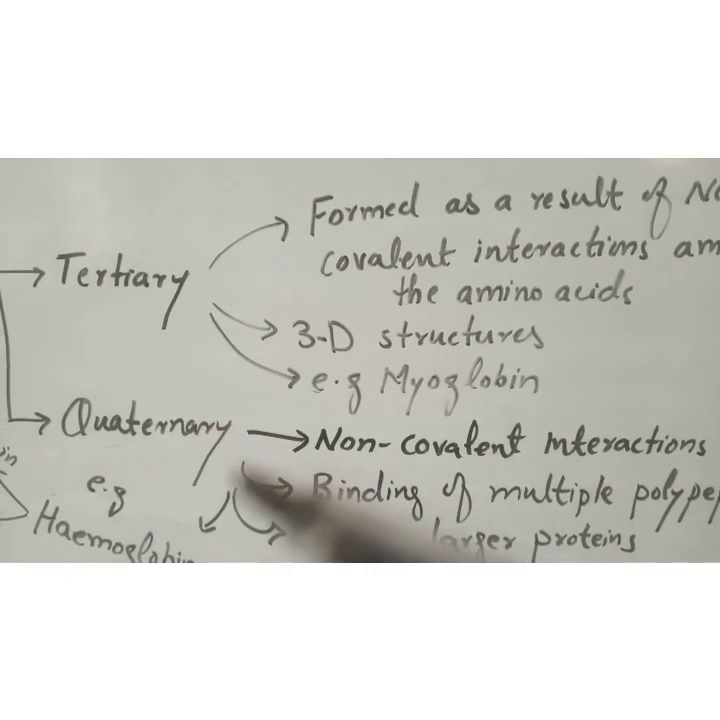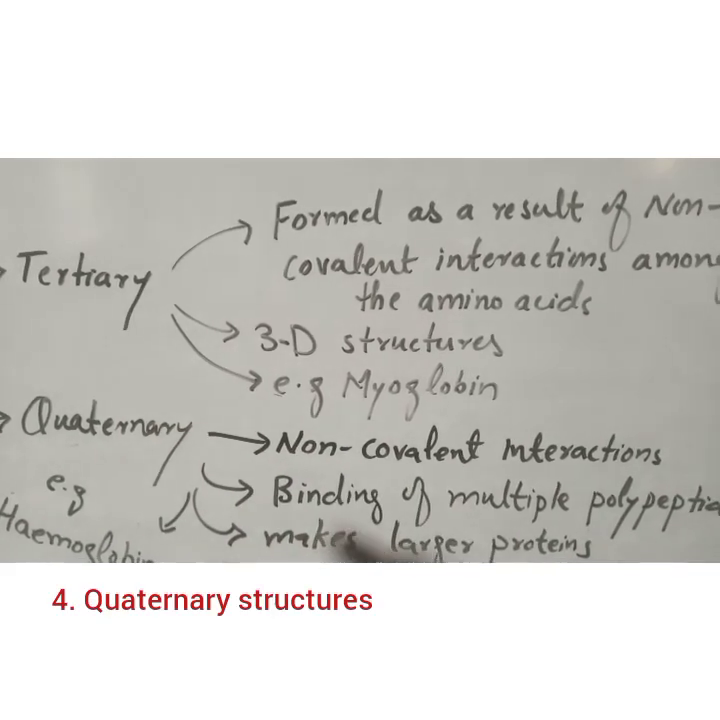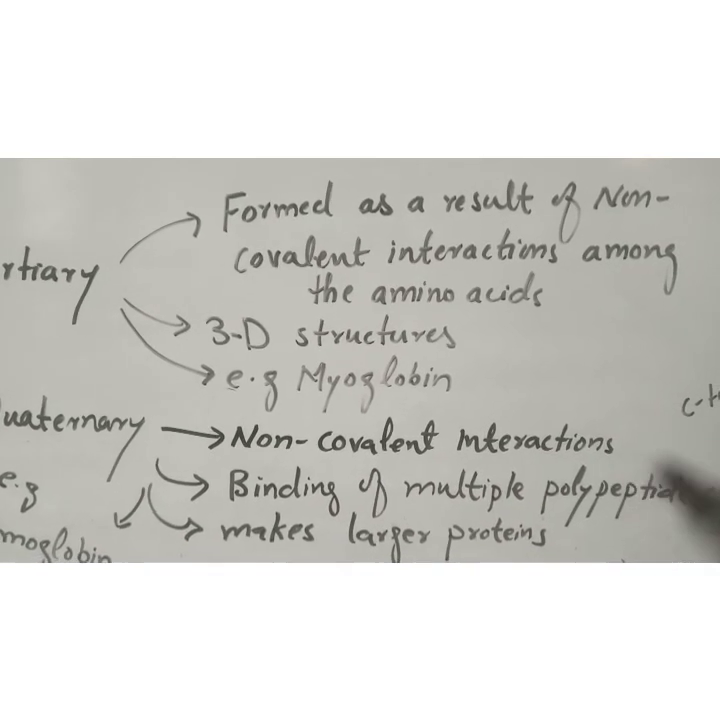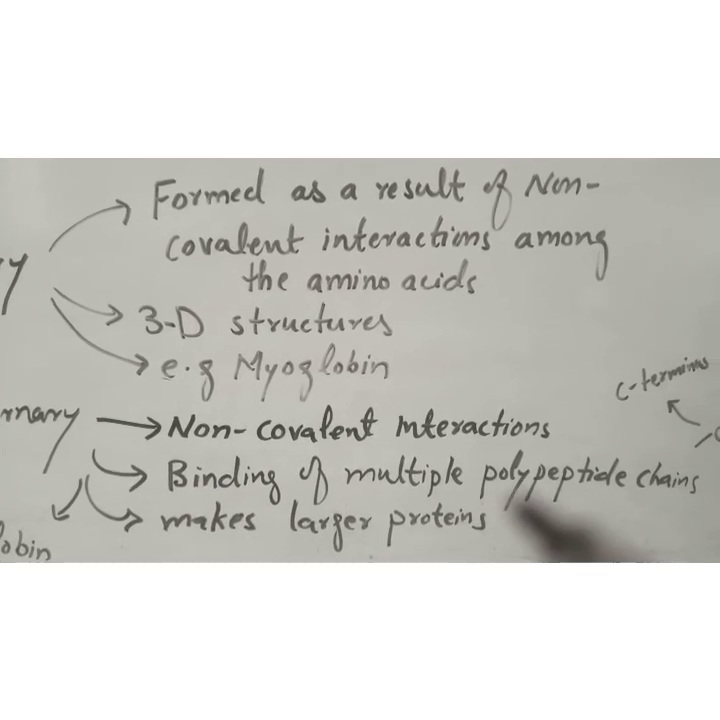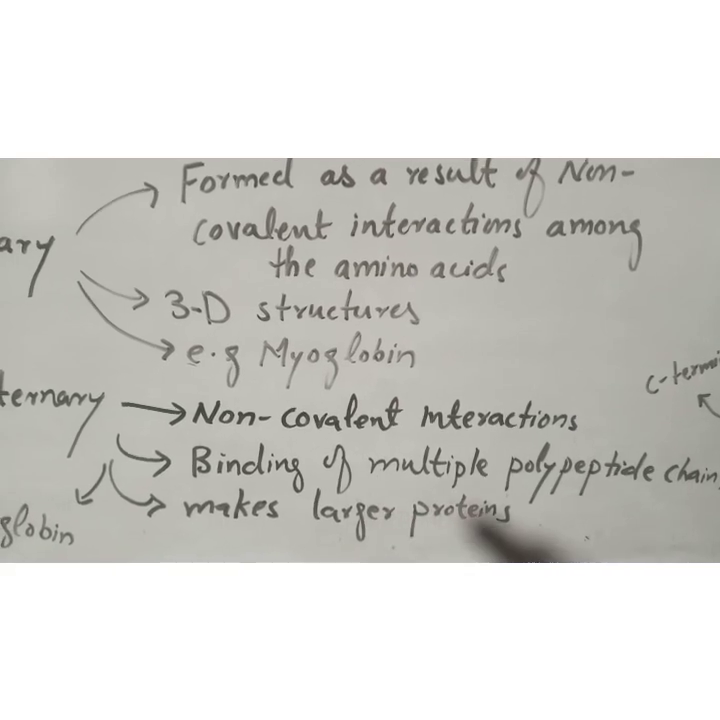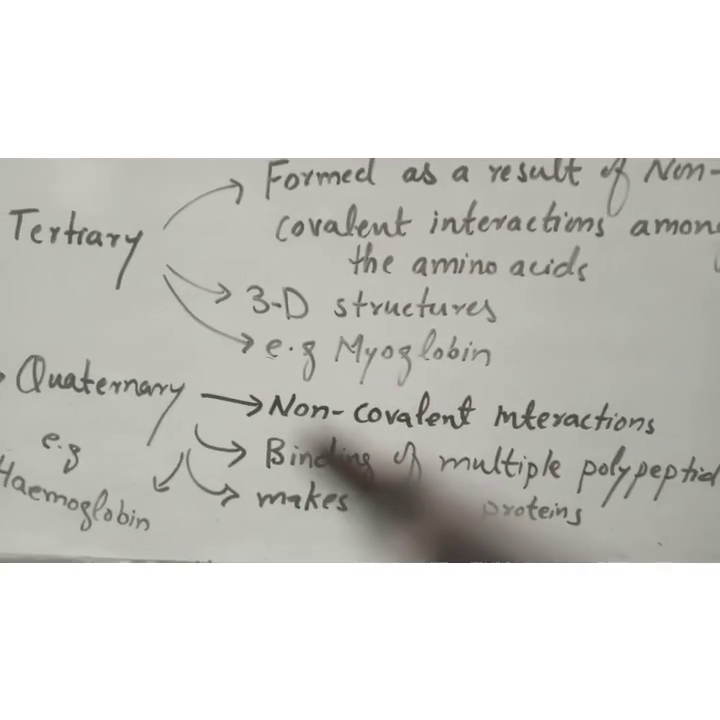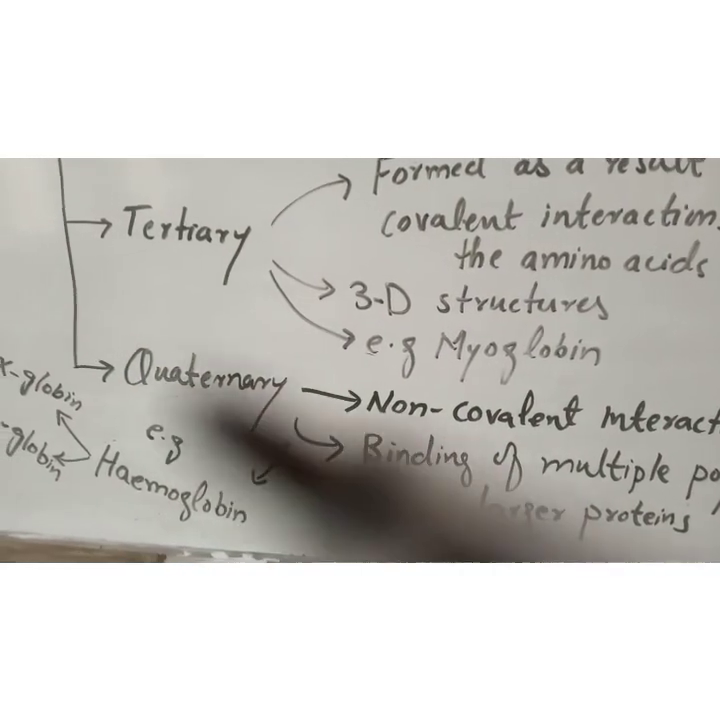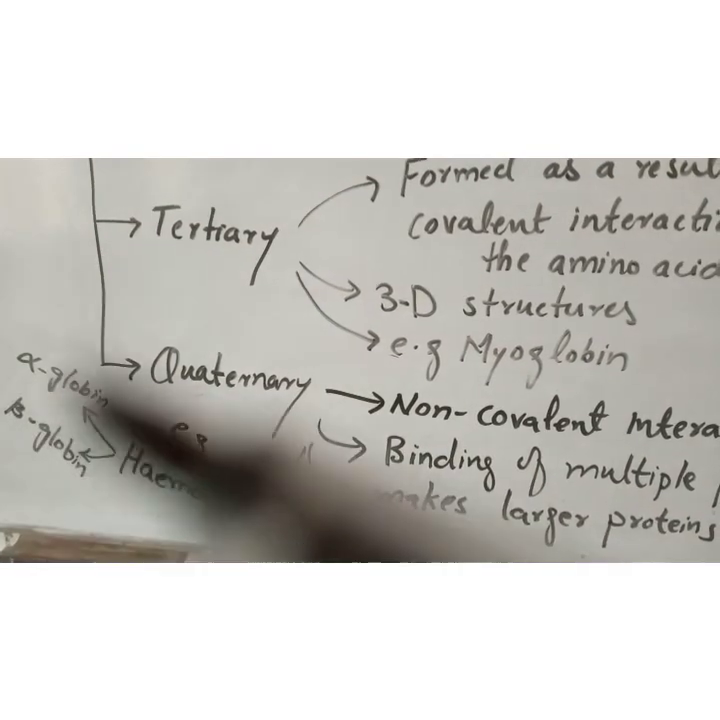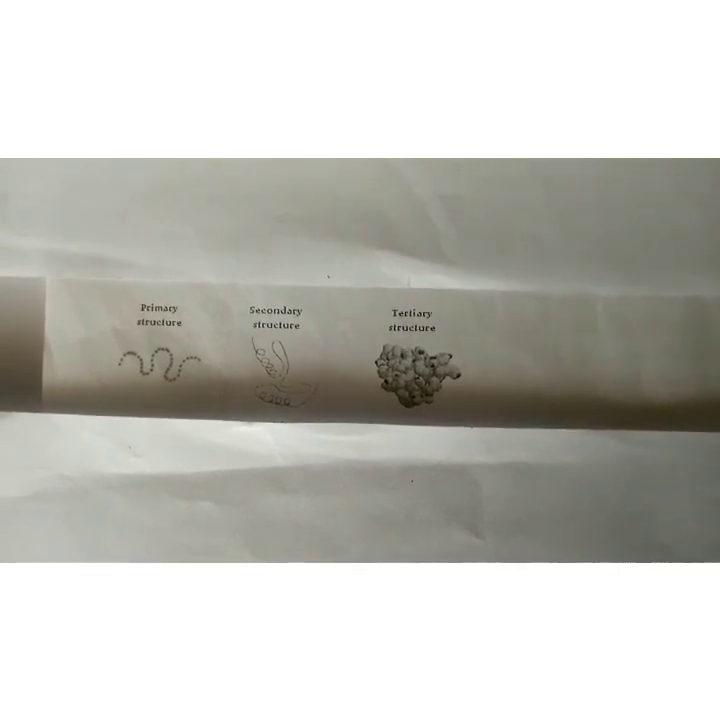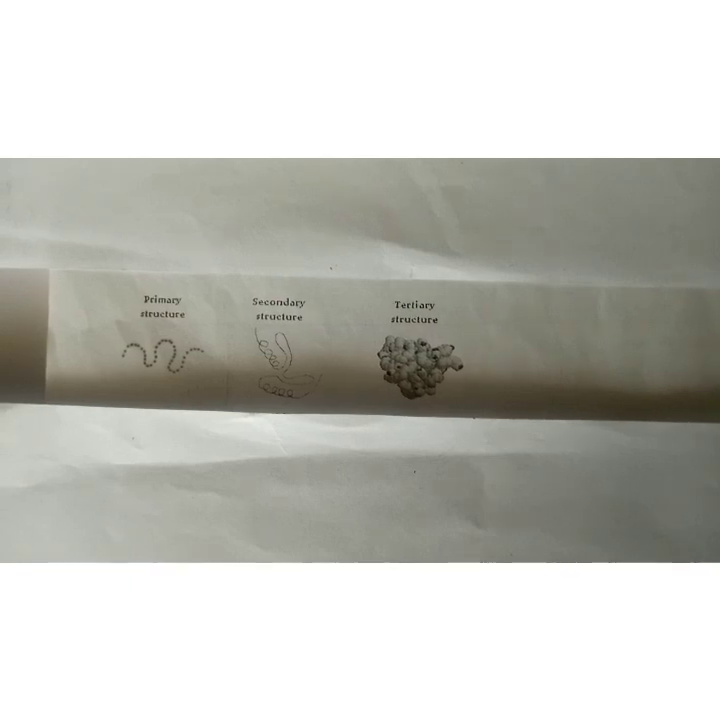Number 4, that are quaternary structures. These are also formed as a result of non-covalent interactions by the binding of multiple polypeptide chains to make single larger proteins. An example of quaternary structure is hemoglobin that consists of 4 chains, 2 alpha and 2 beta chains. These are the primary, secondary, tertiary and quaternary structures of proteins.